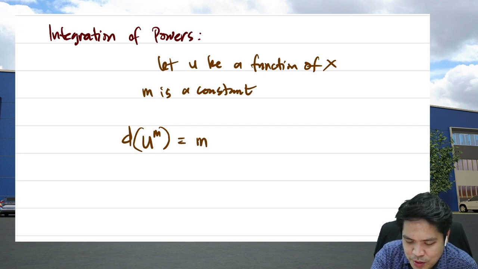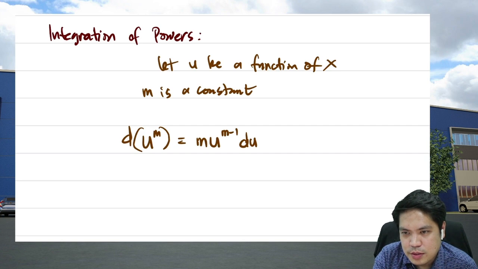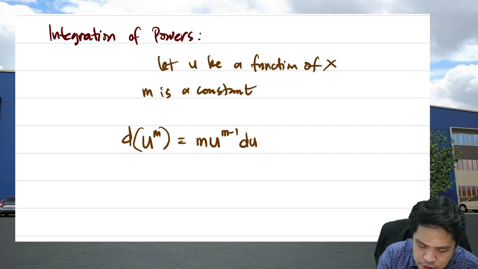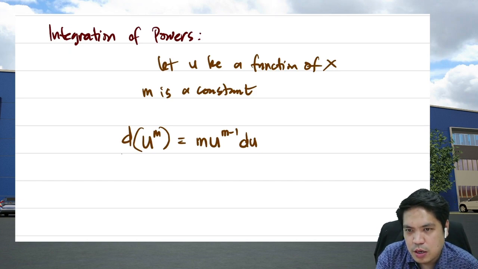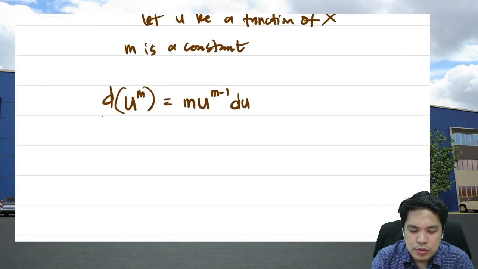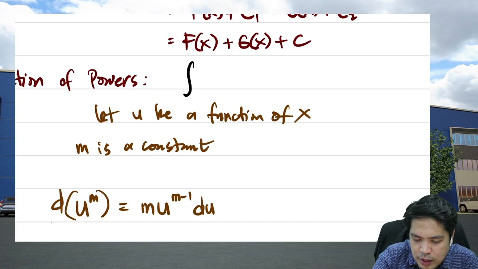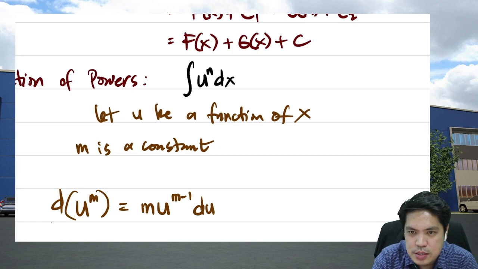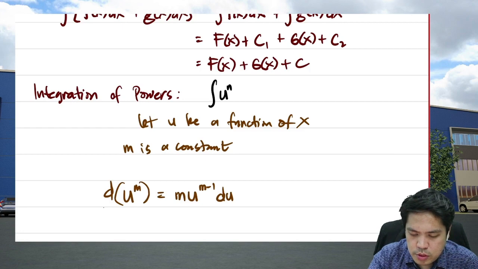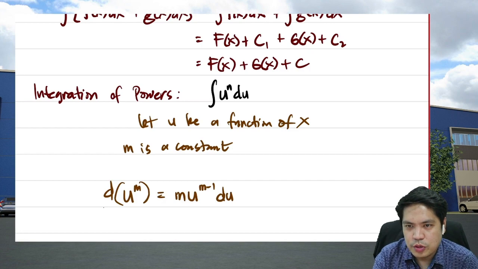That would be m multiplied by u raised to m minus 1 times du. If we are taking the derivative with respect to x, that would be over dx. So let's leave it at that. Now, what we want to get is the integral of u raised to n du. So what is our general power rule?